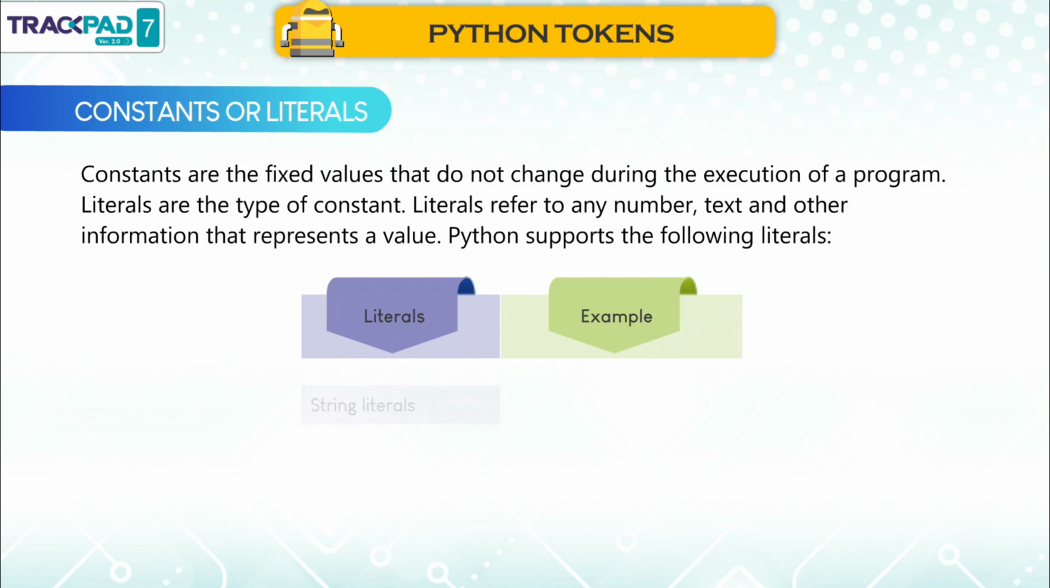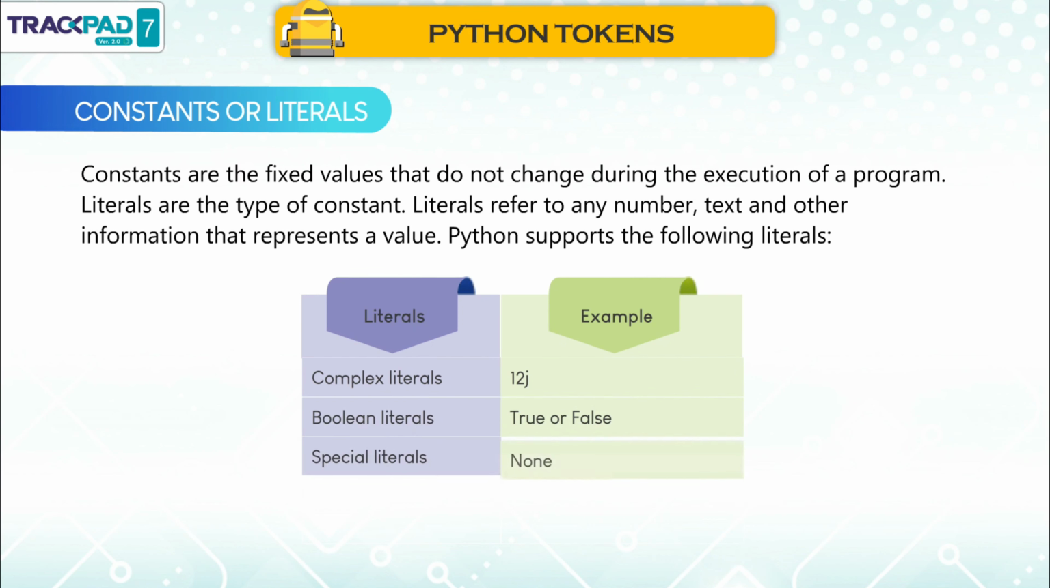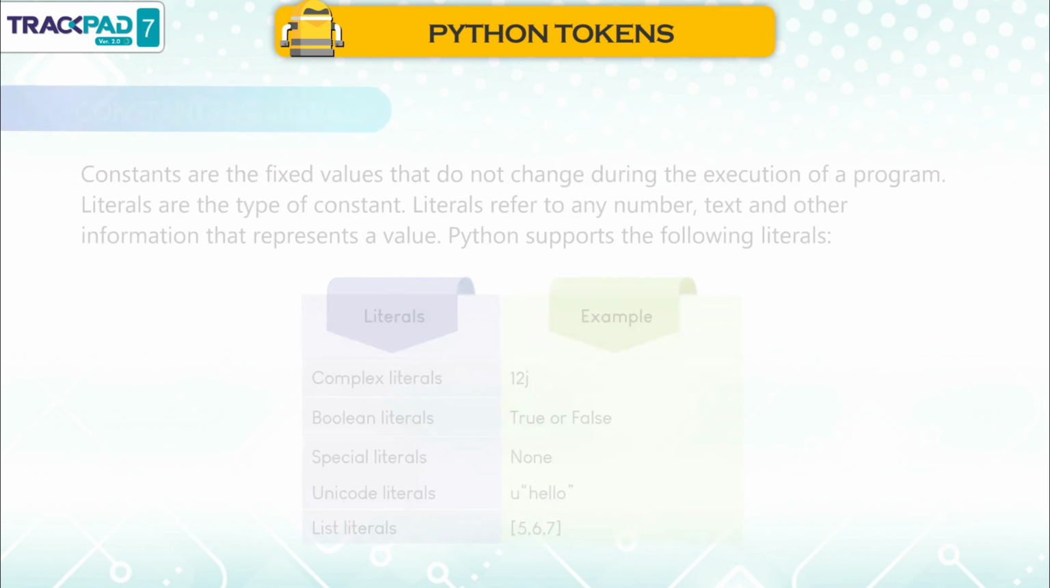Literals with examples. String literals: "hello", "12345". Integer literals: 0, 1, 2, -1, -2. Long literals: 89675L. Floating point literals: 3.14. Complex literals: 12J. Boolean literals: True or False. Special literals: None. Unicode literals: u"hello". List literals: [5, 6, 7].